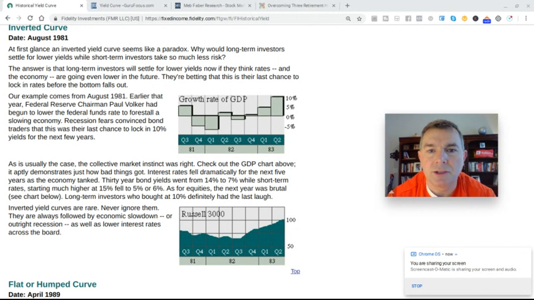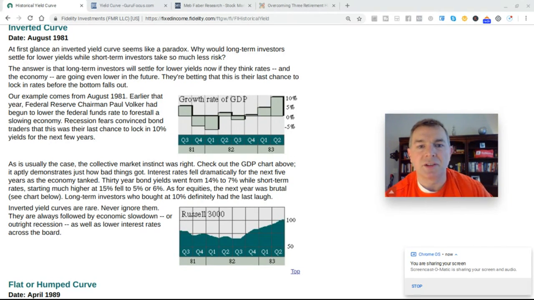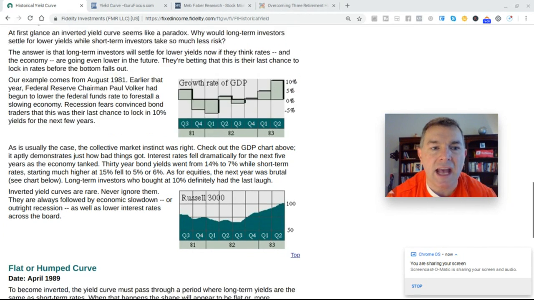Check out the GDP chart above. It aptly demonstrates just how bad things got. Interest rates fell dramatically for the next 5 years as the economy tanked. 30-year bonds went from 14 to 7%, while the short-term rates started much higher, and fell from 15 to 5 or 6%. As for equities, the next year was brutal. Long-term investors who bought the 10% definitely had the last laugh.